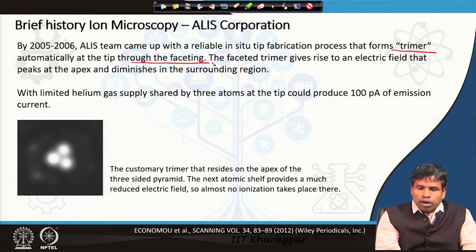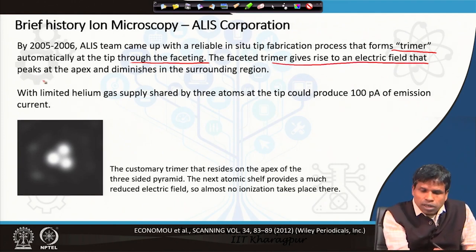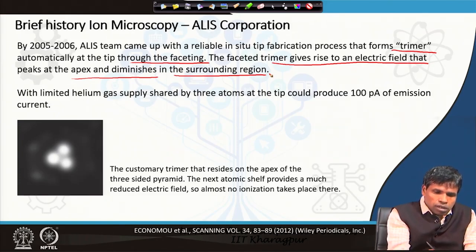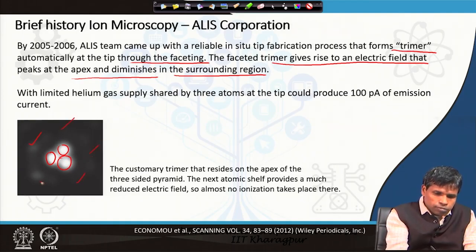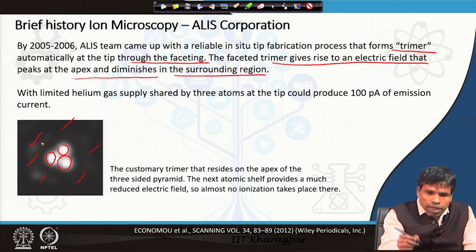This was a tungsten tip, and they found a condition at which the tip will automatically do the faceting, and the faceted trimer gives rise to an electric field that peaks at the apex and diminishes in the surrounding region. At this trimer, there will be three atoms. As you see here, three atoms produce the emission, and below that there is another layer of tungsten atoms, in a hexagon arrangement, that has much lower emission. These three atoms are called a trimer, and it is nothing but the three sides of a pyramid, and that tip was found to be quite stable, producing uniform emission of ions.